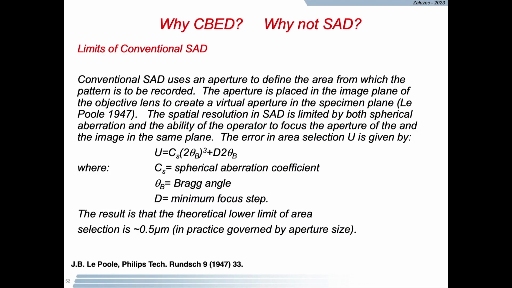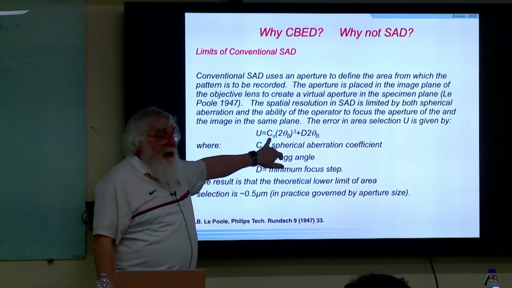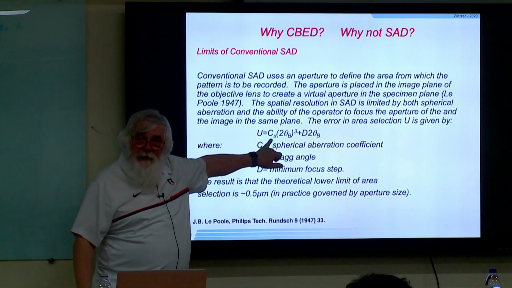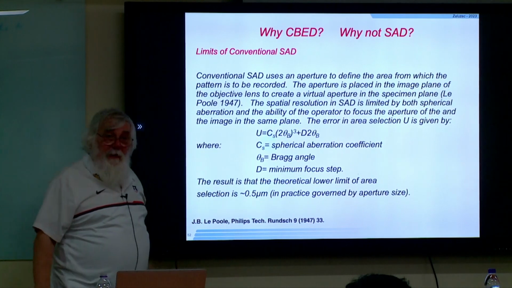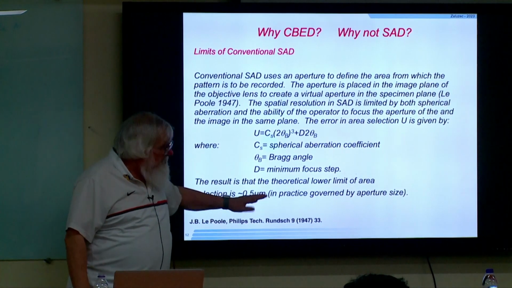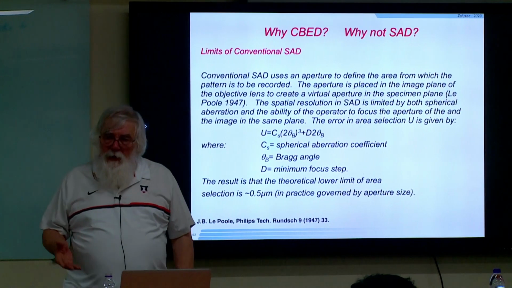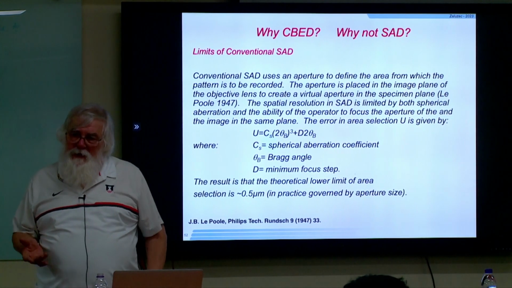Why do I want to do convergent beam diffraction and not just always do select area diffraction? Well, I already mentioned this. There is an aberration because of the aberrations of the post-specimen lenses. If you don't have an aberration corrector, there is a certain minimum area that you can see, related to the Bragg angle and the aberration coefficient, Cs, of the lenses. That defines the minimum size you can see. Half a micron on a good day with the wind blowing right is about what you can get for select area diffraction.